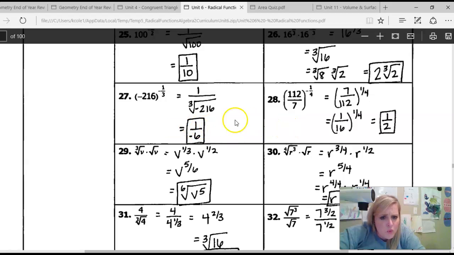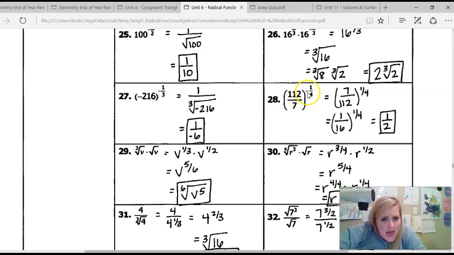Number 28. If you look at number 28 right here, they have, again, a negative. So instead of it going under 1, the numerator and the denominator swap. You see that? They swap, and then it's to the positive 1/4. Now, this is able to simplify. So if you can simplify, do that first. So they simplify that to 1 over 16.